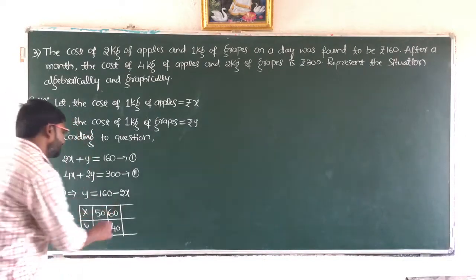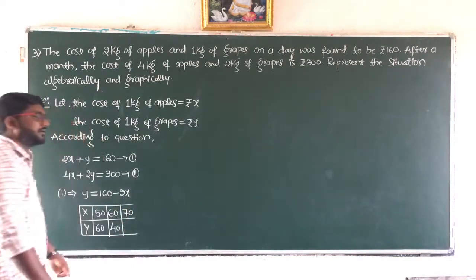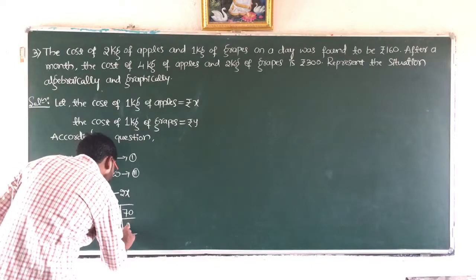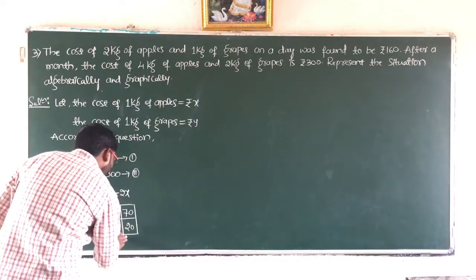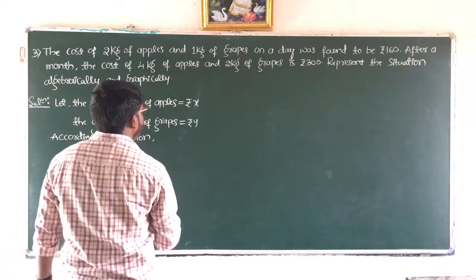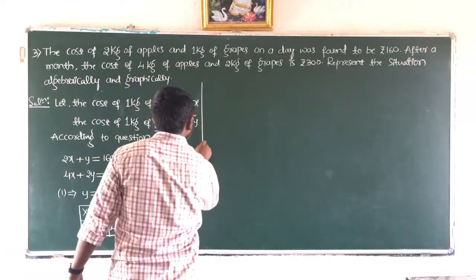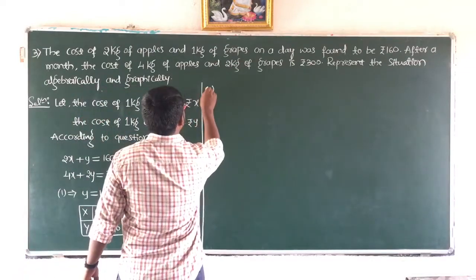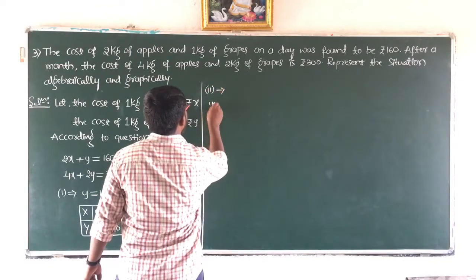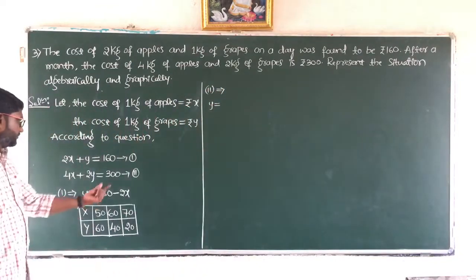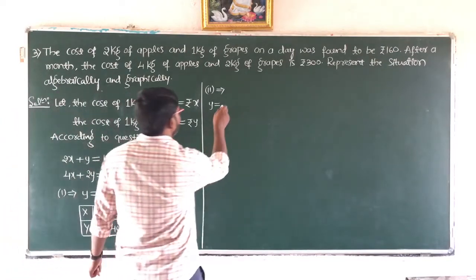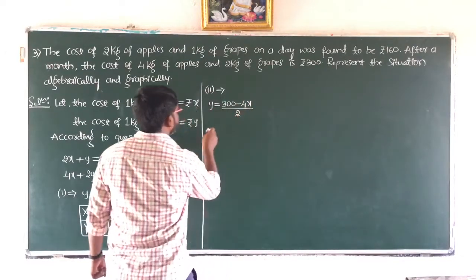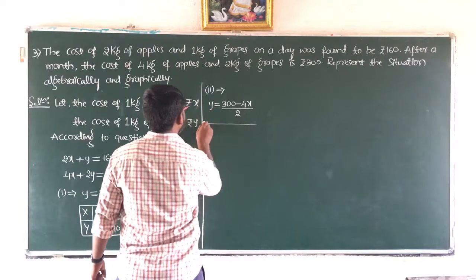Then take the value of x as 70. So 70 into 2 is 140. 160 minus 140 will be 20. Now let's go for the second case. From equation 2, let us separate y. Y is equal to 300 minus 4x, divided by 2. So let us take some values of x and y.